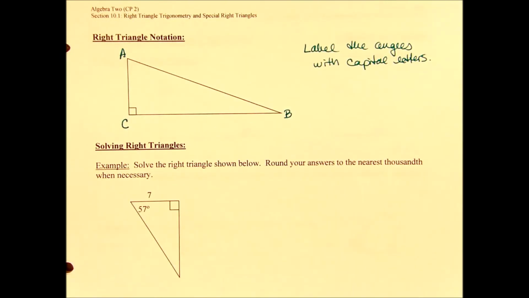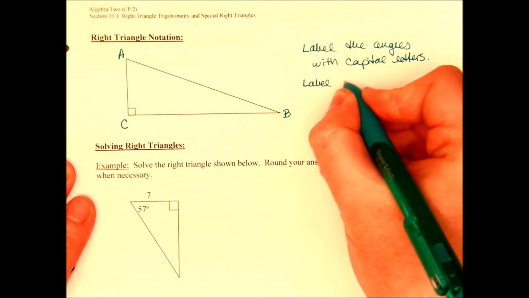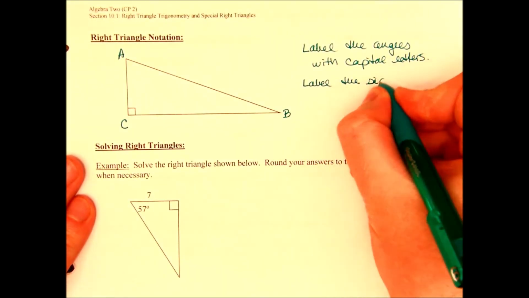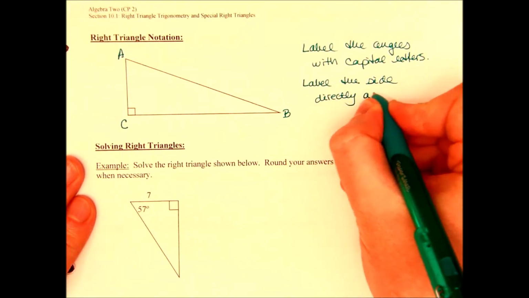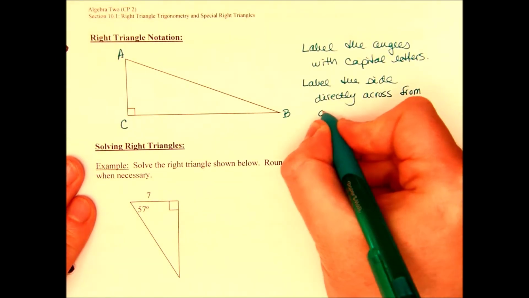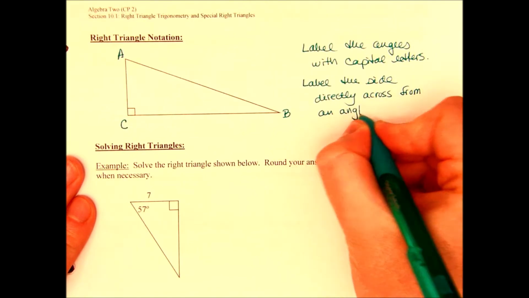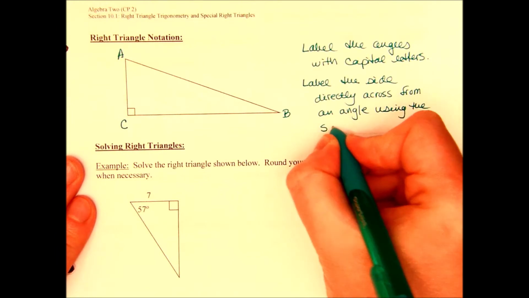To label the sides, we're going to label them using lowercase letters, and we're going to match up the sides and the angles by labeling the side directly across from an angle with the same letter, but lowercase.